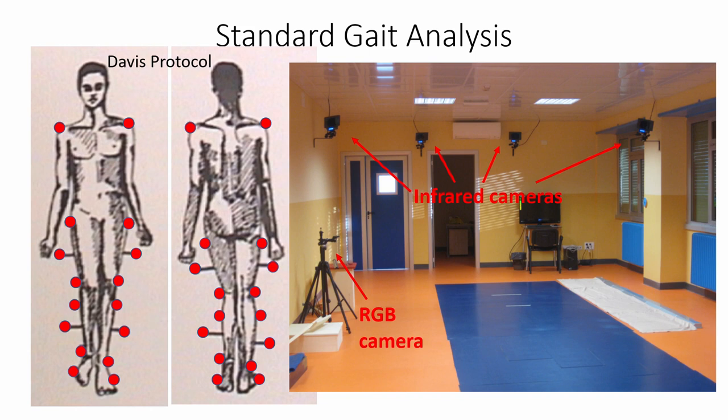So what we want to do is try to see if it's possible to extract some parameters of gait analysis using only RGB videos. So in all this type of task there is always an RGB camera to give feedback for clinicians that look at the video and understand how people are moving, okay? But it is not used for a quantitative analysis.